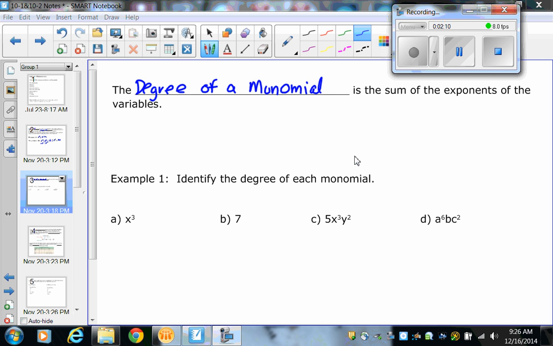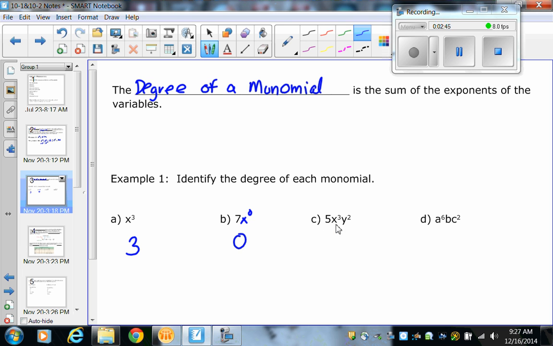The degree of a monomial is the sum of the exponents of the variables. So example 1 says identify the degree of each monomial. In this case, we only have one variable, so the degree of the monomial is 3. If you have a number with no variable, you have to think of it as the variable raised to the 0. So the degree here would be 0, because anything to the 0th power is 1, so that's the same thing as saying 7 times 1, which is just 7.